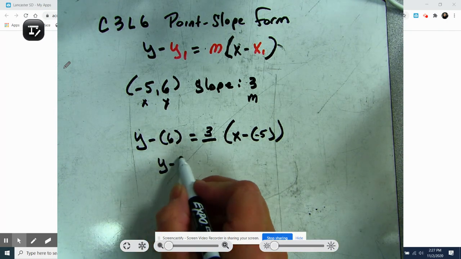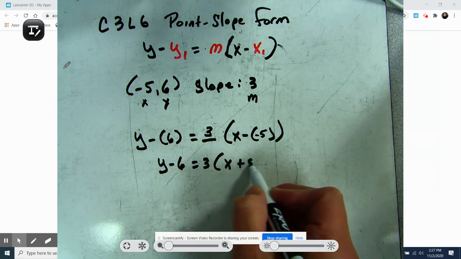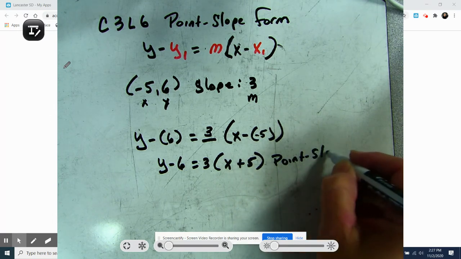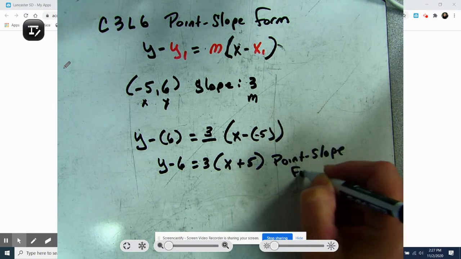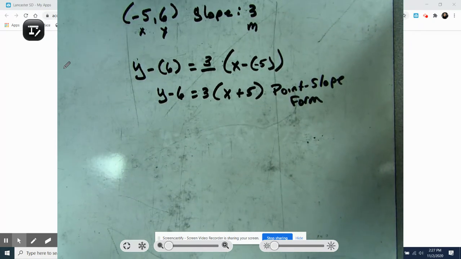So y minus 6 equals 3 times x plus 5. Now this is in point slope form. So if you were asked to put it in point slope form, you would be done. If you are then asked to take it from point slope form to put it in slope intercept form, you're going to have to go one more step.